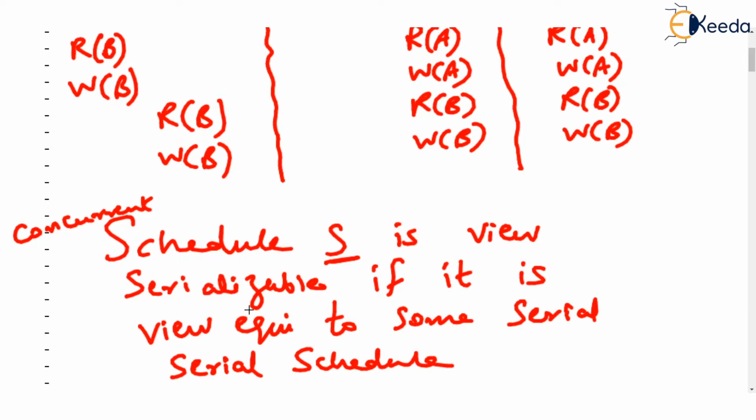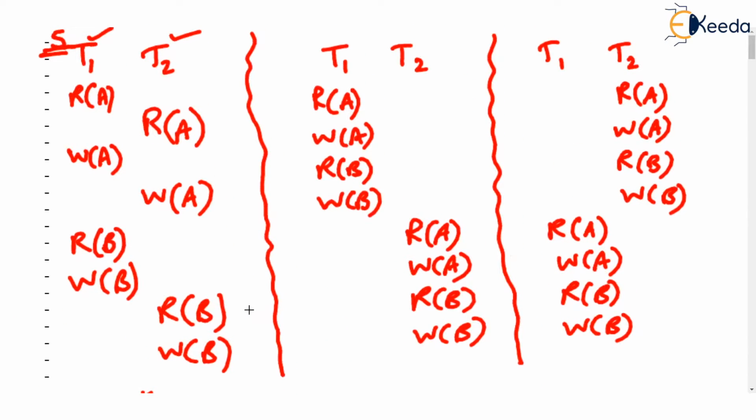And what do you mean by view equivalent? We saw in the earlier video there are three conditions on every data item. That was initial read, final write, and updated read. Okay, so I hope you understood what the problem is. We are given schedule S, check whether this schedule containing two transactions T1 and T2 is view serializable or not.